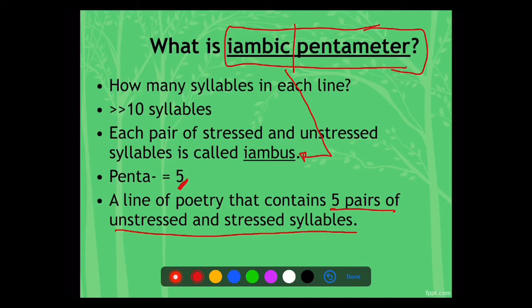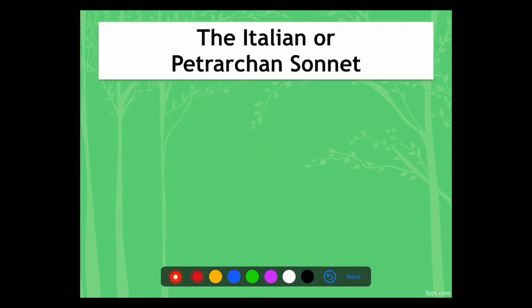We can count it together when we go into the poems. This is the most used meter, iambic pentameter. You may find it in other poems also, not just the ones we studied in class, so you can research more about this.